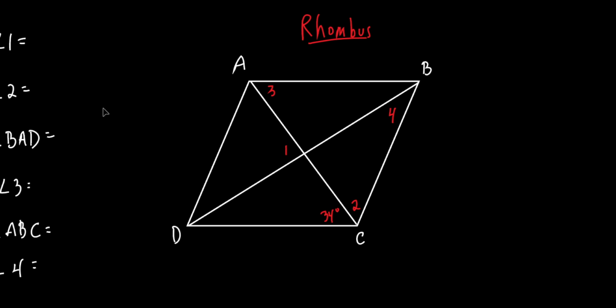So what about angle 1? Angle 1, you should be able to do without any math at all. How much? 90 degrees. That's right, because if it's a rhombus, the diagonals are perpendicular. So you know that angle right there is 90 degrees.